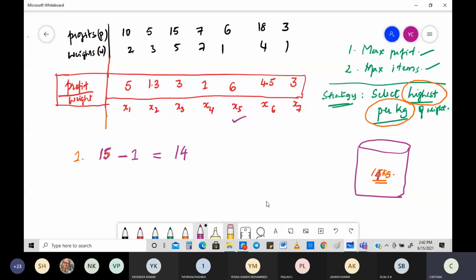Okay, now this remaining thing is becoming what? Is becoming 14, because one item is already put. What is that one item? The 6th object, sorry, the 5th object. X5 is put in red.